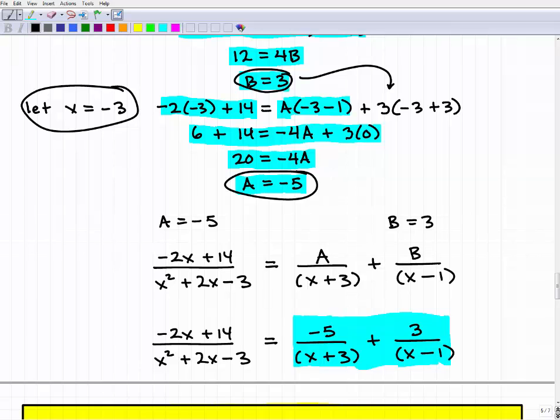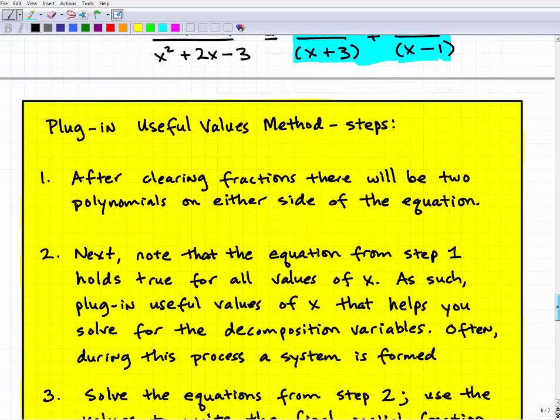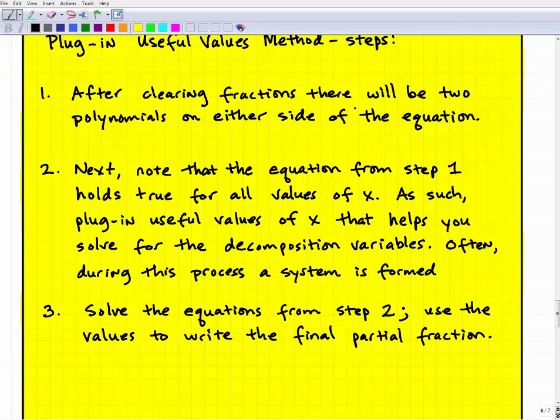All right, so I'm going to give you some general steps now for the plugging in value method. So let's go ahead and take a look at those. So again, after clearing fractions, there'll be 2 polynomials on either side of the equation. So next, we're going to note that the equation from step 1 holds true for any values of x. So we can plug in any values of x, and it's going to keep the equation true. So as such, we're going to plug in useful values of x that help you solve for the decomposition variables, those a's, those b's, those c's.